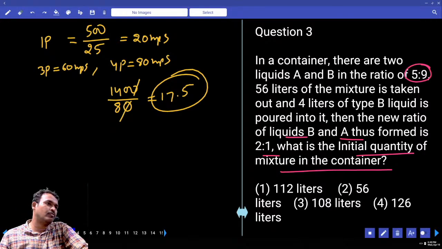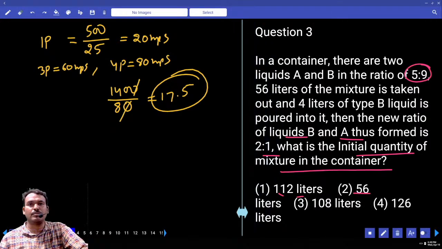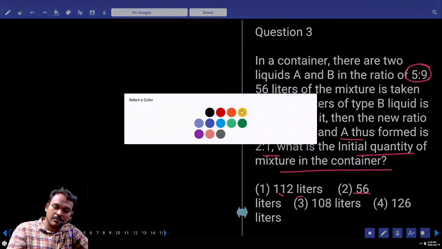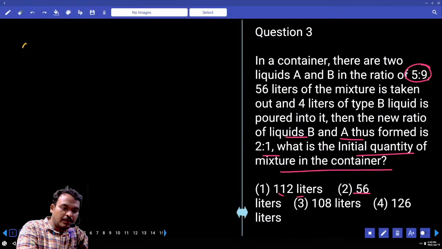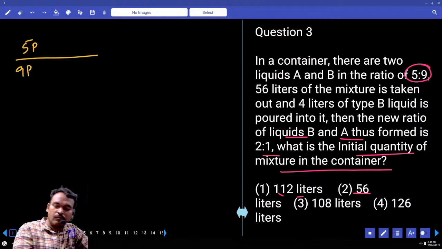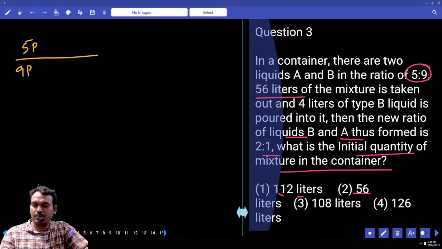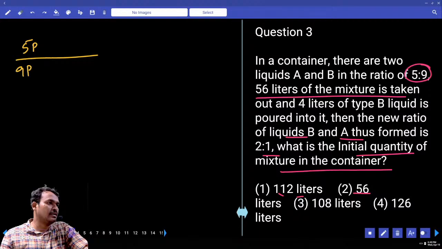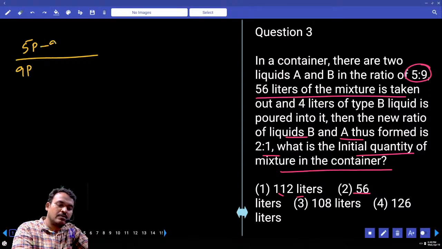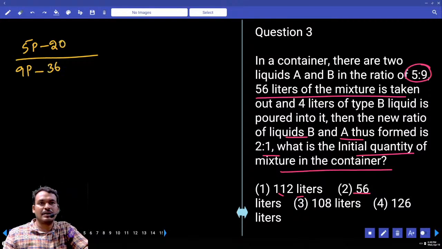How many options are 14 multiples? First option is a 14 multiple, the second option is not. Okay, then use the general procedure. The first one is 5 parts, the second one 9 parts. Total 14 parts. In that 14 parts, how many liters are taken? 56 liters. Every one part is 4 liters. 5 parts, 20 liters are taken. 9 parts, 36 liters are taken.